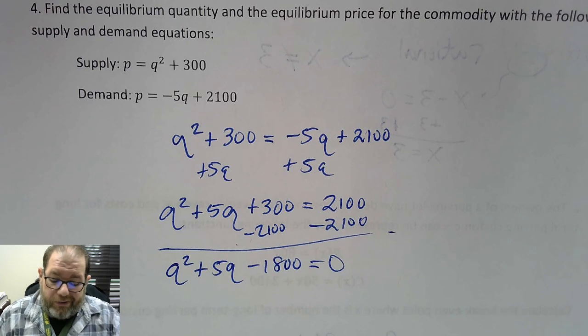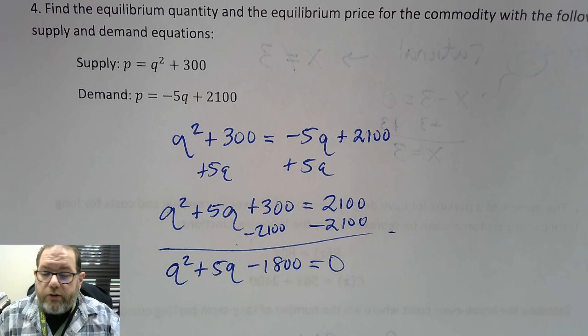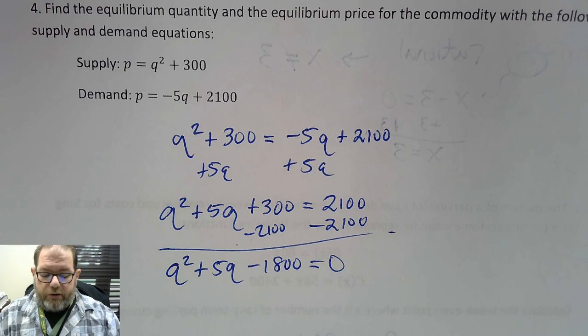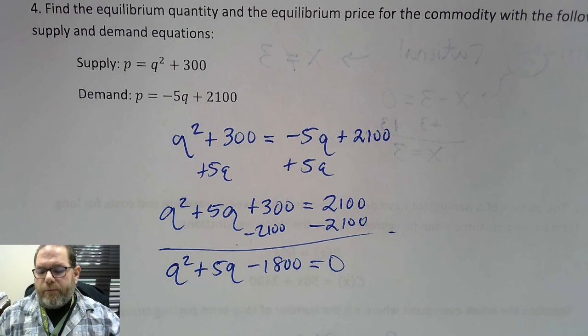Now, 1800, not an easy number to factor. And so if you look on the key that I posted earlier this week, Wednesday I believe it was, I went through the quadratic formula here. Now, if we do recognize how to factor this, then that's an option as well.